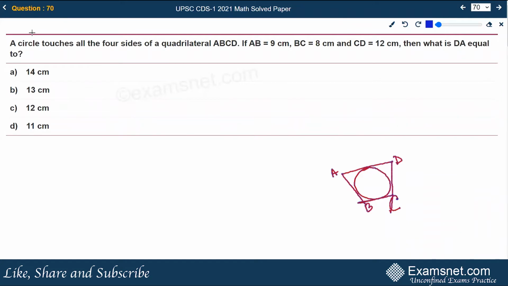In question number 70, we are given that a circle touches all the four sides of a quadrilateral ABCD. If AB equals 9 centimeter, BC equals 8 centimeter and CD equals 12 centimeter, then what is DA equal to? I have already drawn the figure, but I can write that the circle touches the sides AB, BC, CD, DA at the points, let's say N, O, P, and M respectively.